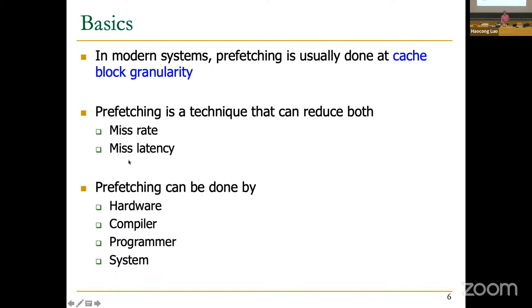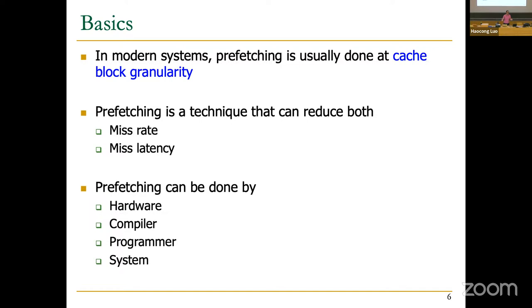Basically, if the data is there before the processor accesses it, you reduce the miss rate. But if you started prefetching the data and the processor needed it while the prefetch is in flight in the memory hierarchy, you reduce the access latency to that block. You didn't completely eliminate the miss, but the latency of the miss has been reduced because you started the prefetch before the processor actually requested it. So it can reduce both. Ideally, of course, you would reduce the miss rate.